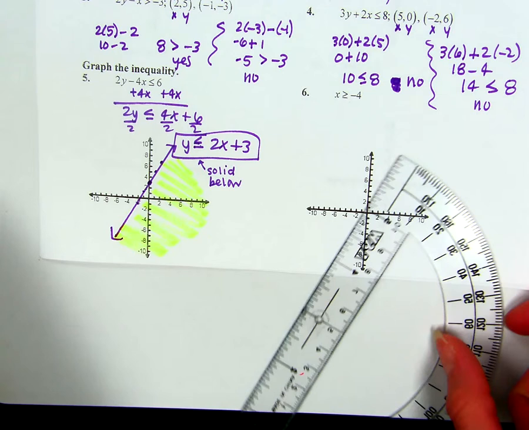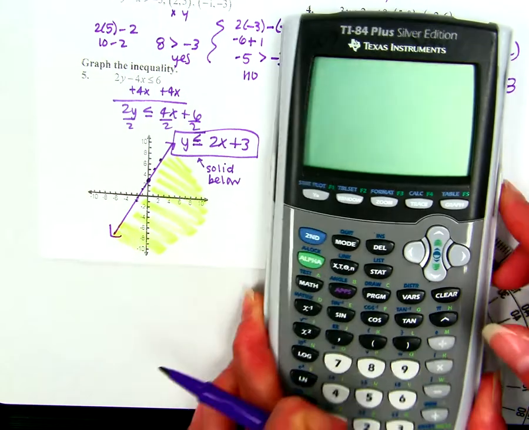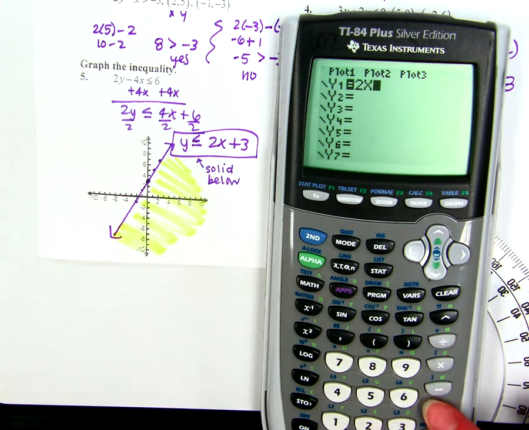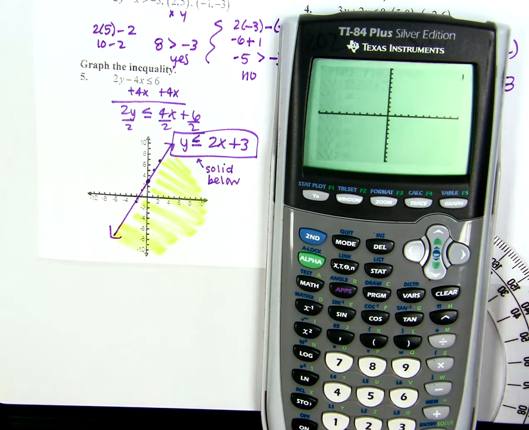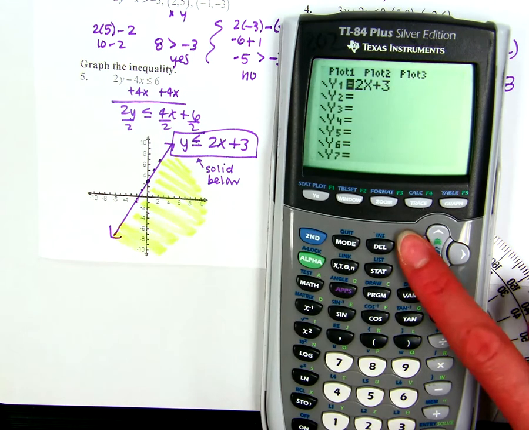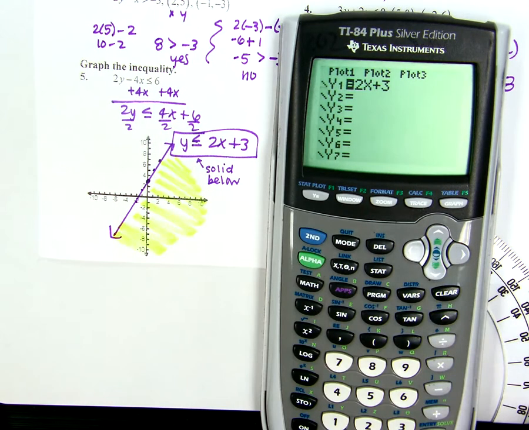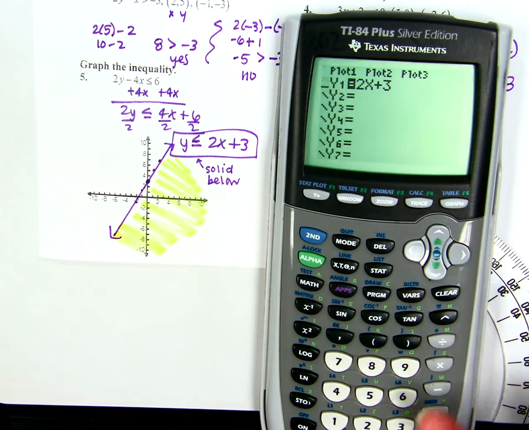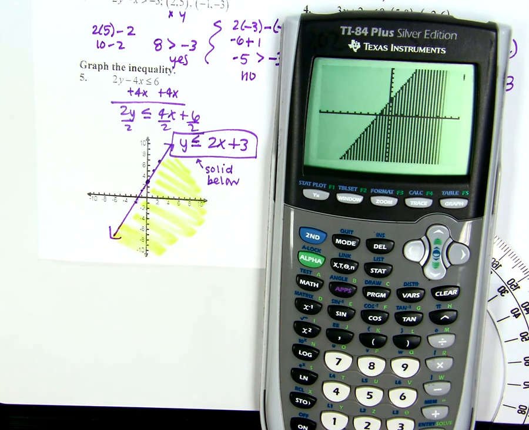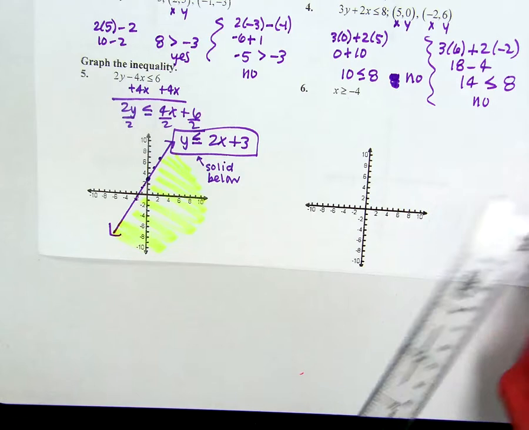Then we're all done. If you want, you can check on your calculator. You can go to y equals, and my equation is 2x plus 3. Here's just the line itself. If you want your calculator to do the inequality part, move over to the left and hit enter until it shades below, and then hit graph. That should graph the same way that you have here. You don't have to do the checking on your calculator.